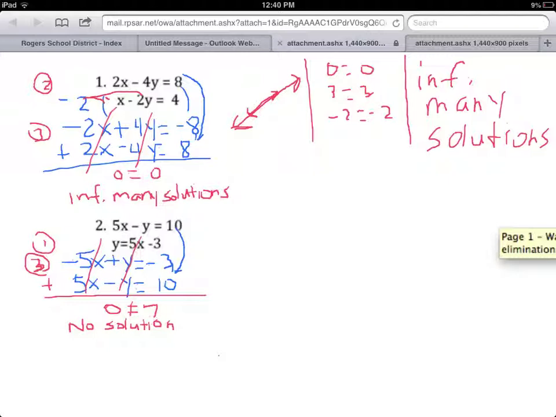And so graphically, what does that mean when there's no solution? That means that these two lines are parallel. In fact, if you put both of them in slope-intercept form, you'll see that they have the same slope, and therefore they share no common points, and so no solution in common.